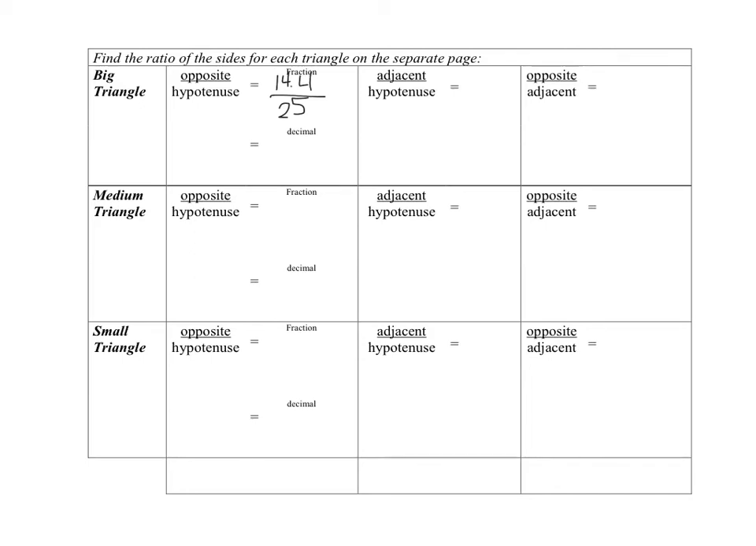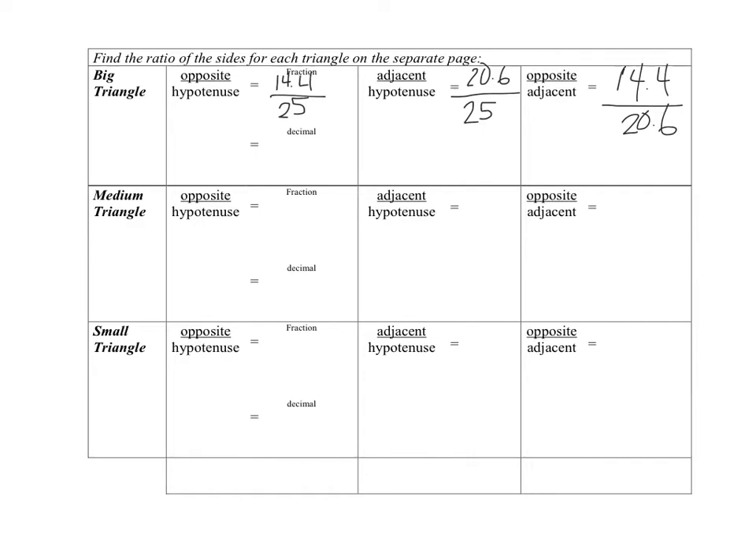Okay, so for the big triangle again, from that same angle that's marked, we're going to do the adjacent over hypotenuse. The adjacent is the leg next to that angle, which is 20.6, over the hypotenuse, which is 25. And then the opposite from that same angle was 14.4, and that will go over the adjacent side, which was 20.6.